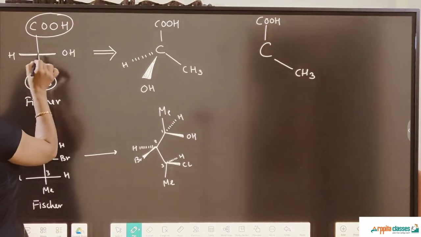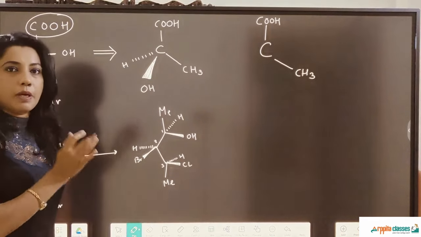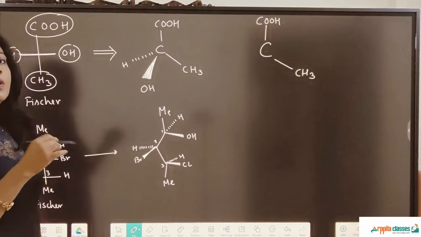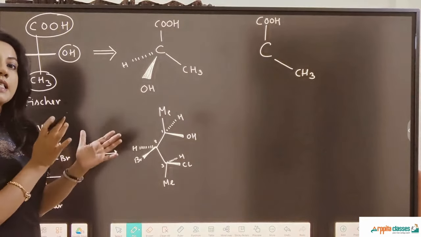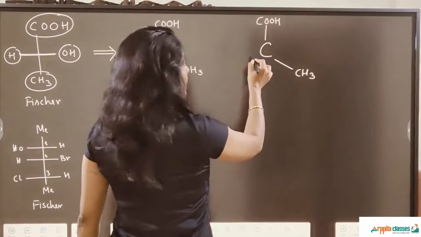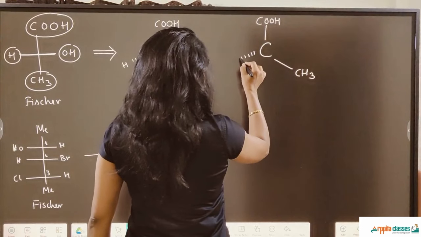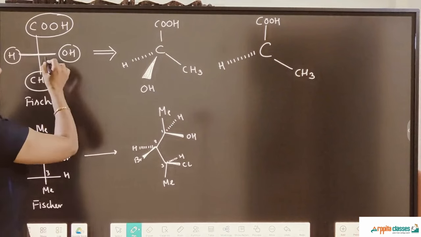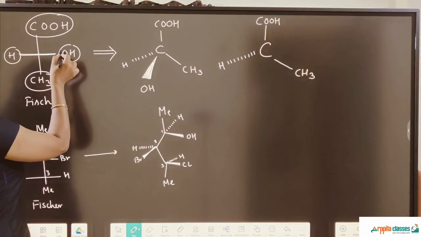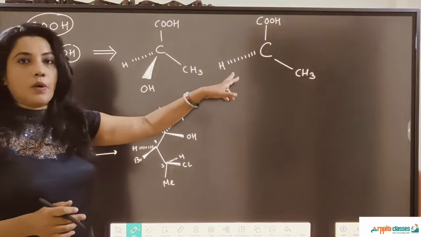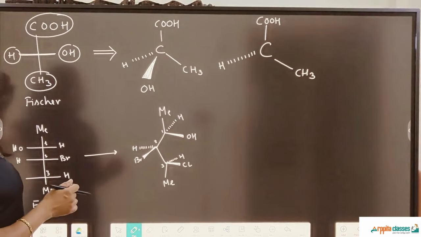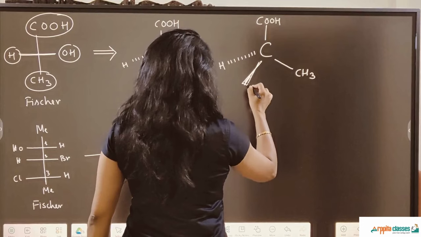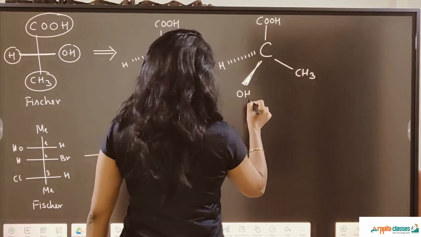Now of the other two groups, one is above the plane and one is below the plane. Among these two groups, the one which is of lower molecular mass, we consider to be below the plane, so that will be represented by a dash line or broken line. The one which is above the plane, we have to drag towards this side and show it by a wedge, a solid line. So this is above the plane.